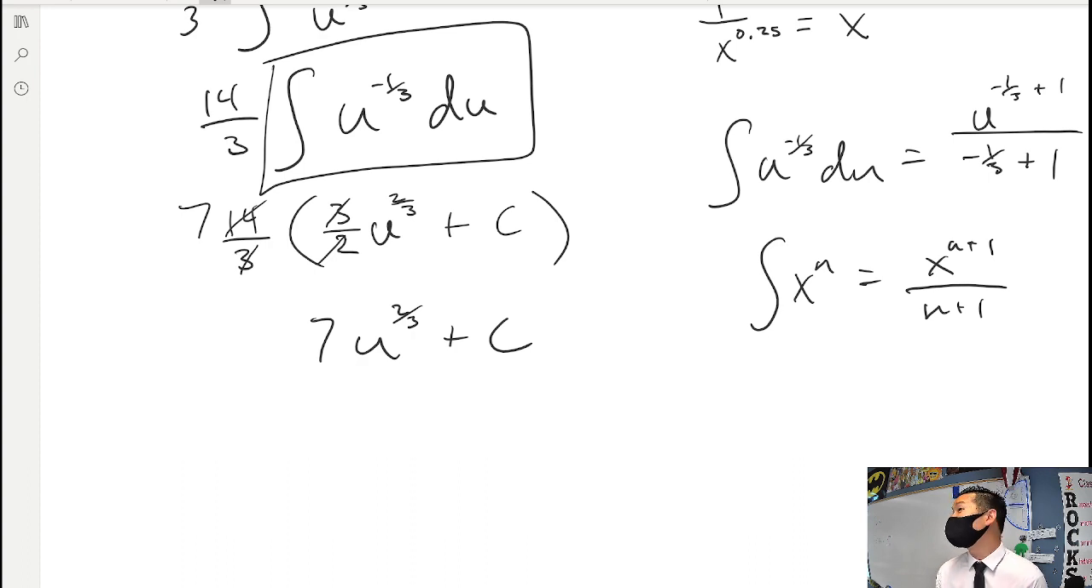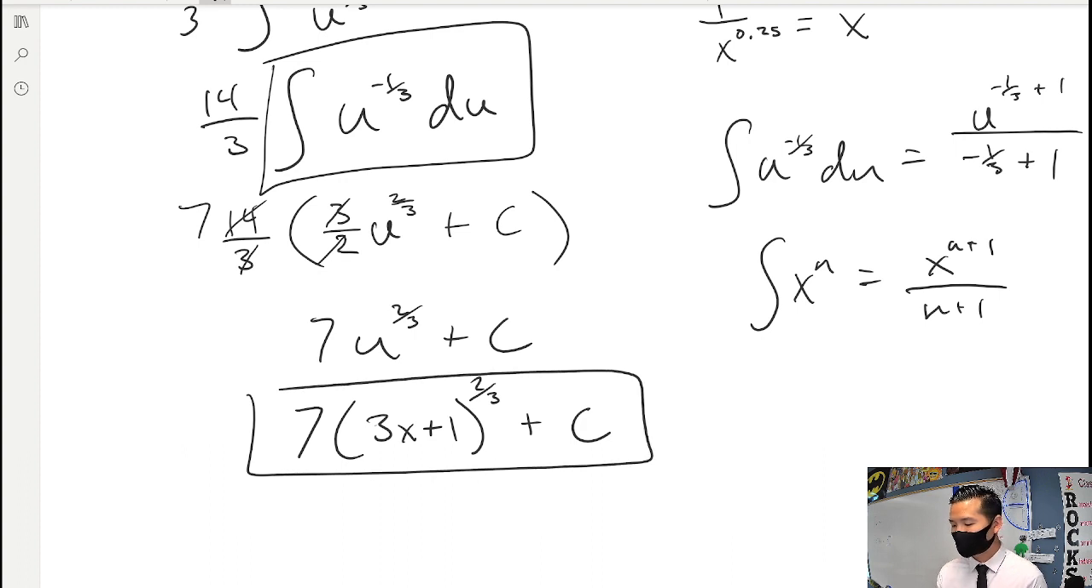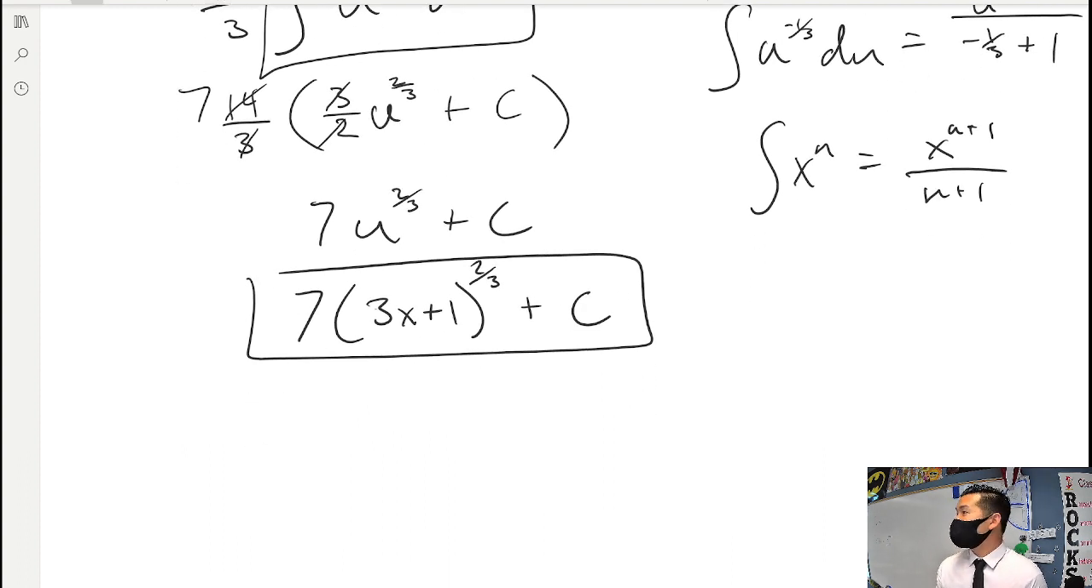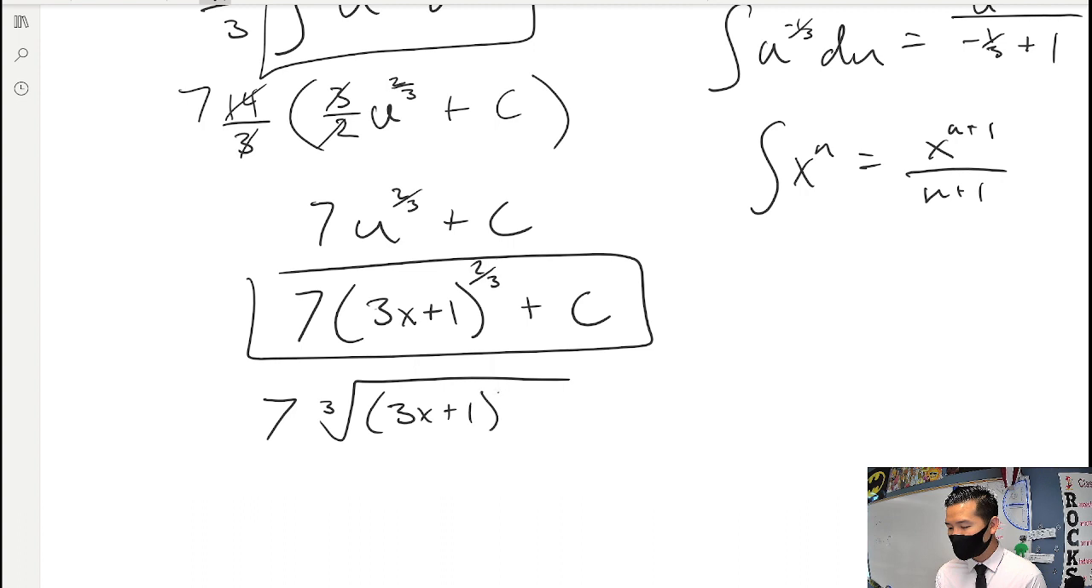Well, what's u equal to though? Oh, u is equal to 3x plus 1. That was a lot. Oh, Mr. Knox. If you want to see it in radical form, it'll be the cube root of 3x plus 1 squared plus c. Will it be like that on multiple choice? That's what it'll probably look like on multiple choice. The radical? Yeah. But this one is the one that I would say stop.